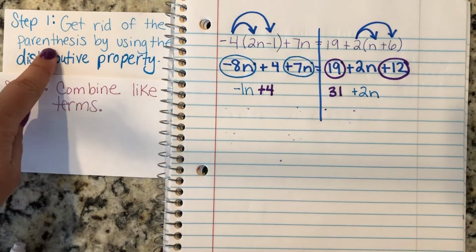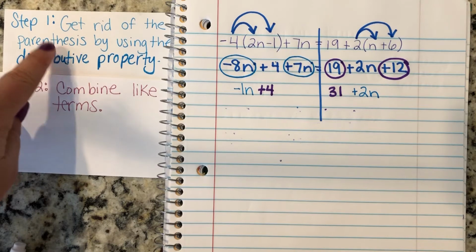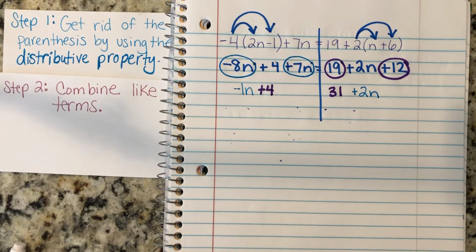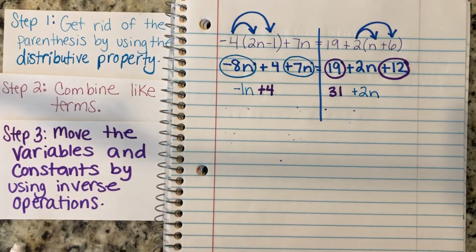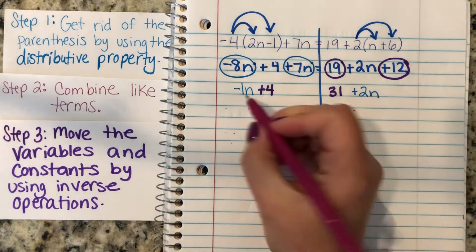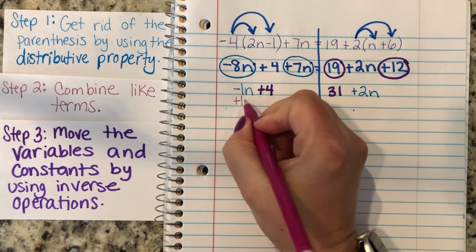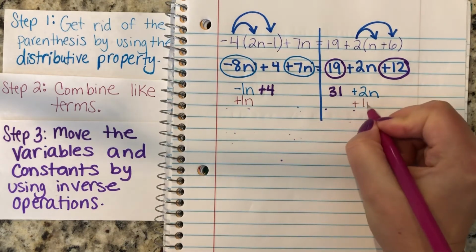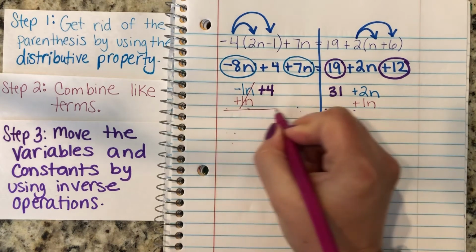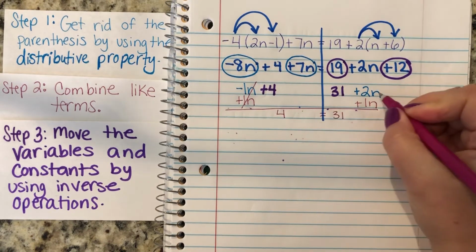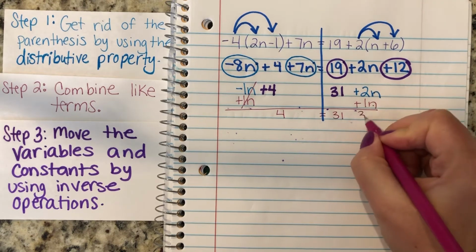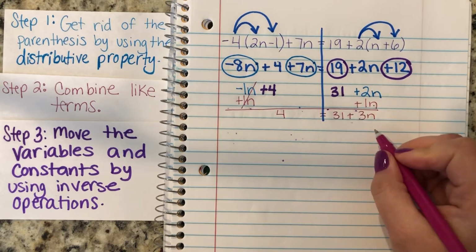So step 1, get rid of the parentheses using distributive property. Step 2, combine those like terms. Step 3, move the variables and the constants by using inverse operations, which is what we've been doing, which feels like a million times, right? So I'm going to plus 1n plus 1n. That cancels out. Bring down the 4, bring down the 31, and 2n plus 1n is 3n, positive 3n, okay?